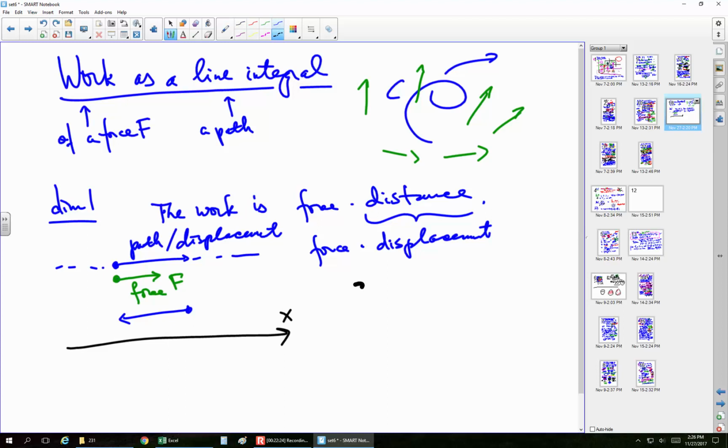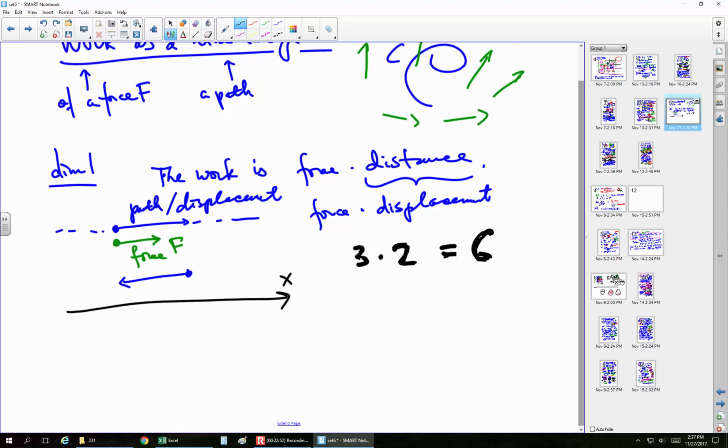So literally it could be 3 times 2 is equal to 6. That could be a computation of the work. So you moved by whatever units. I don't want to go into the units really, but you can imagine 3 units of force and 2 units of displacement give you 6 units of work.